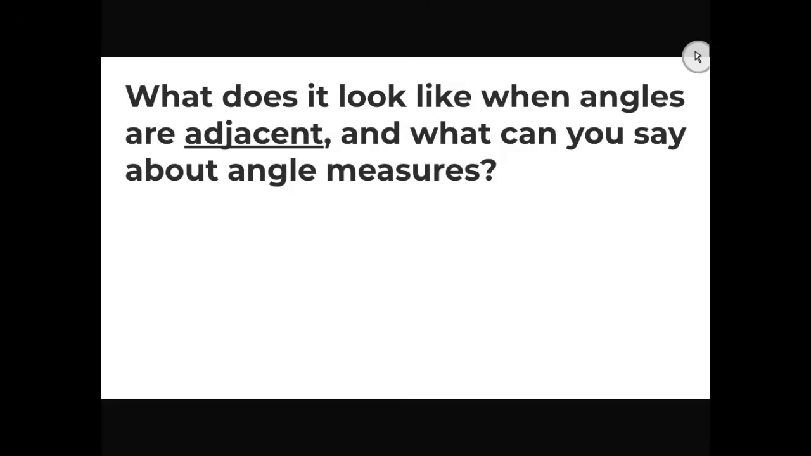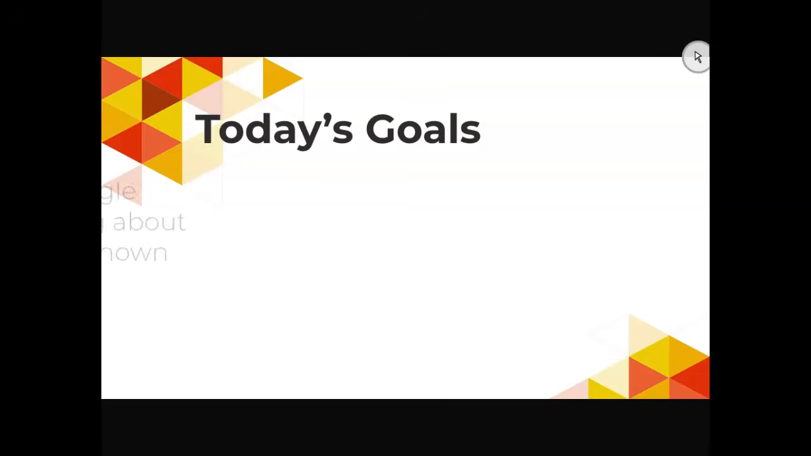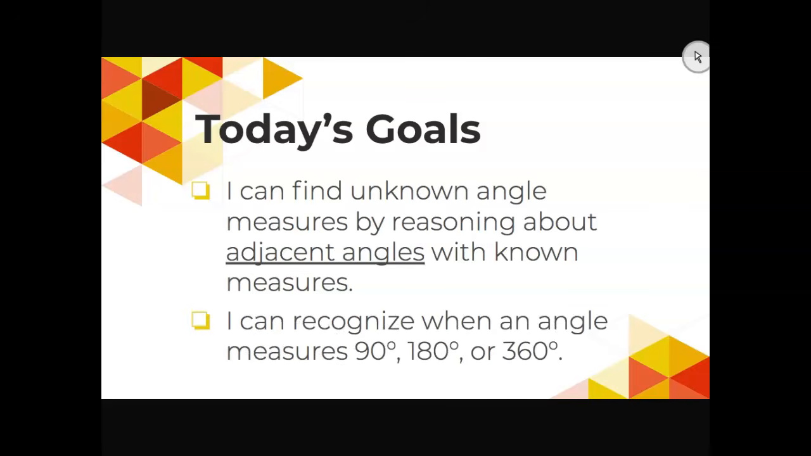Okay, what does it look like when angles are adjacent, and what can you say about angle measures? You can always say 2 angles are adjacent when they have a vertex and one side in common, and you can add the measures of adjacent angles to make the full angle. Like if you had a 60-degree angle and a 120-degree angle touching, they would add up to 180 degrees. Okay, so our goals today: being able to find unknown angle measures by reasoning about adjacent angles, and also recognizing automatically if an angle is 90 degrees, 180 degrees, or 360 degrees.